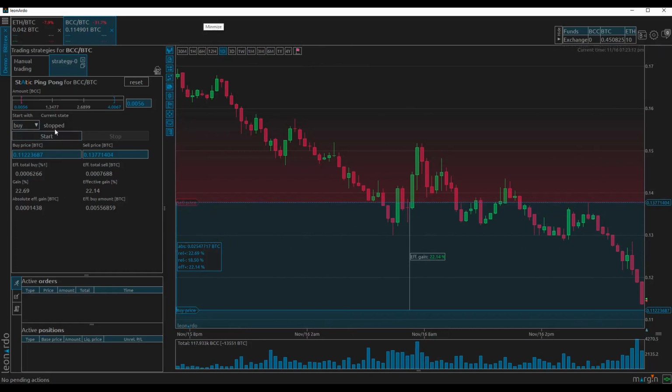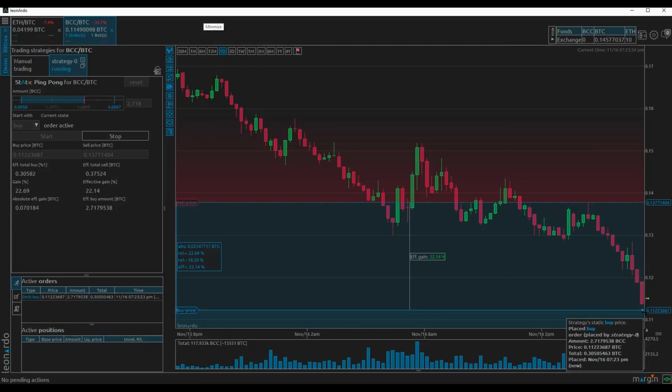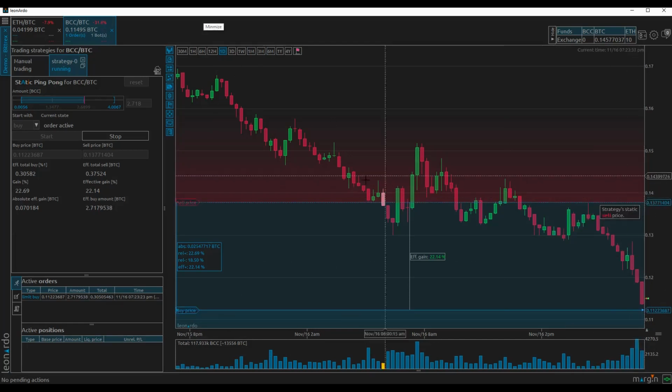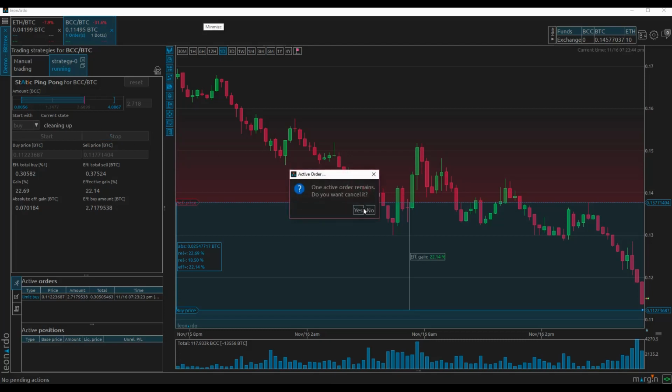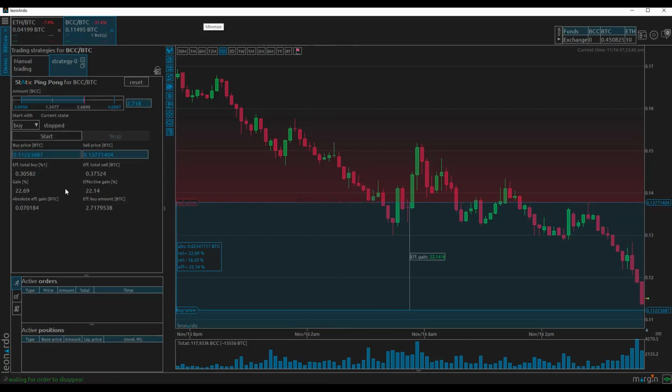So now I don't have any Bitcoin Cash, so I'm going to start by buying Bitcoin Cash, and I'm just going to use this amount, and I'm going to click start, and hopefully this time it will work and show you how this works. Perfect. So now it works. It placed a buy order, and it's right here. Once this order is completed, it will automatically change to a sell order at this price, and it just keeps going on and on until you stop it. So that's how a ping pong works. So I'm just going to stop it.